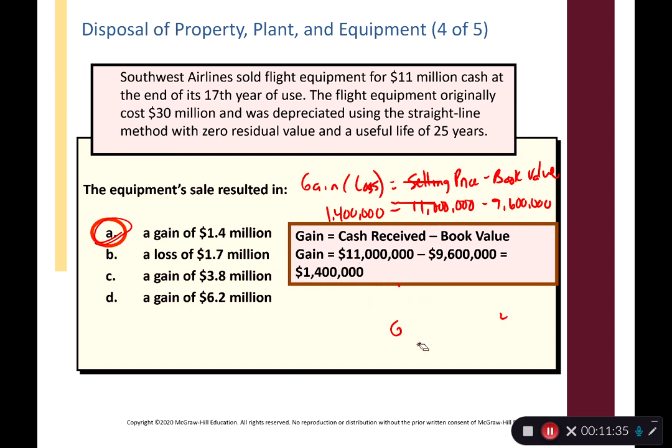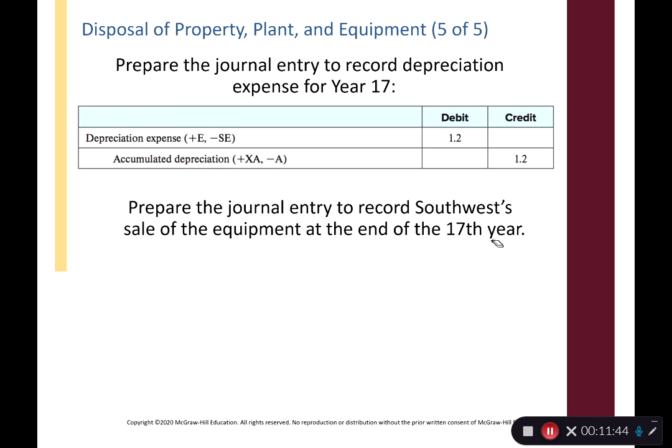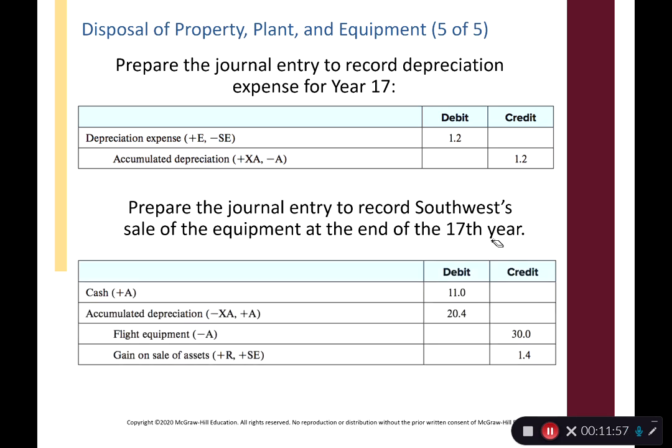Here's the calculation using the formula that arrives at the 1.4 million. And then here we have our journal entry. So to record the depreciation expense in the final year, we debit the depreciation expense to make it go up and credit the accumulated by that 1.2 million for that 17th year of depreciation. And then we record our disposal, just like we did on the previous slide. Cash goes up 11, accumulated is going to go down by 20.4 because it's a contra asset. To make it go down, we debit it.